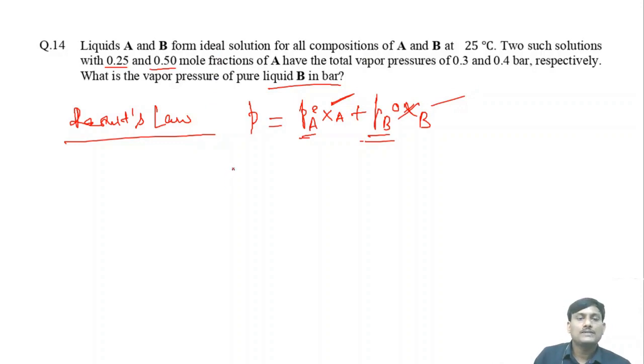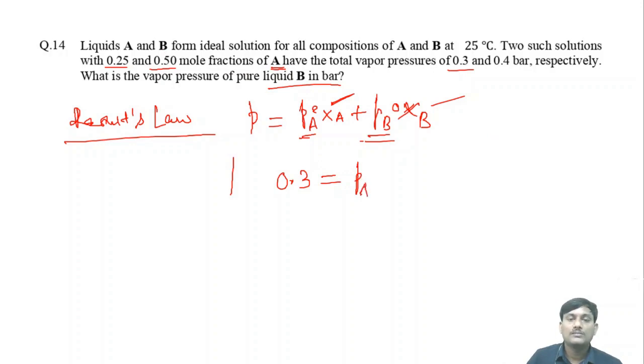So for the first solution, what is the total vapor pressure? Total vapor pressure 0.3. So if you take the first solution, 0.3 is equal to, with mole fraction of A given, PA naught into what is the mole fraction of A? It is 0.25.